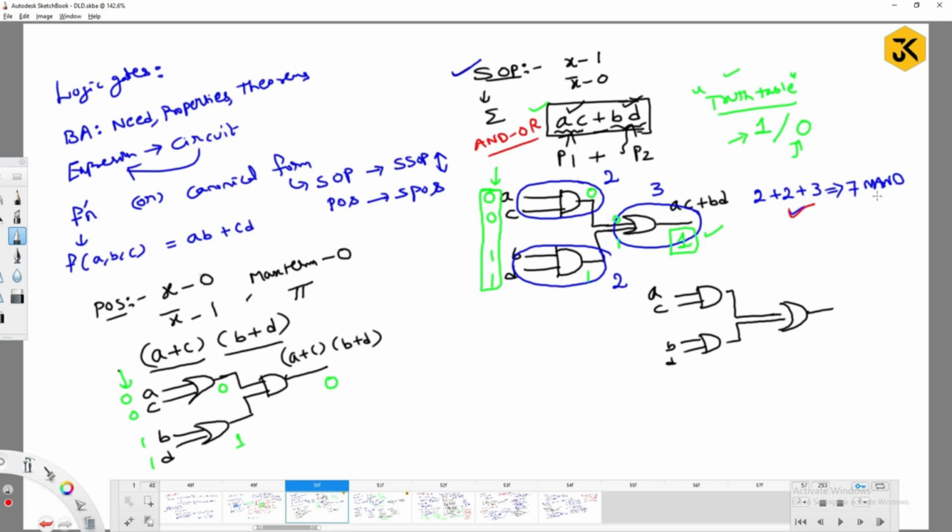See, a maximum of 7 NAND gates are required. This is the maximum. But is there any solution to get fewer than 7 NAND gates? That is my question, right? Yes. Try to observe. I am trying to put a complement here, and I am trying to put a complement here. See guys, if I put a complement here and a complement here, is there any problem? Again they cancel, right?